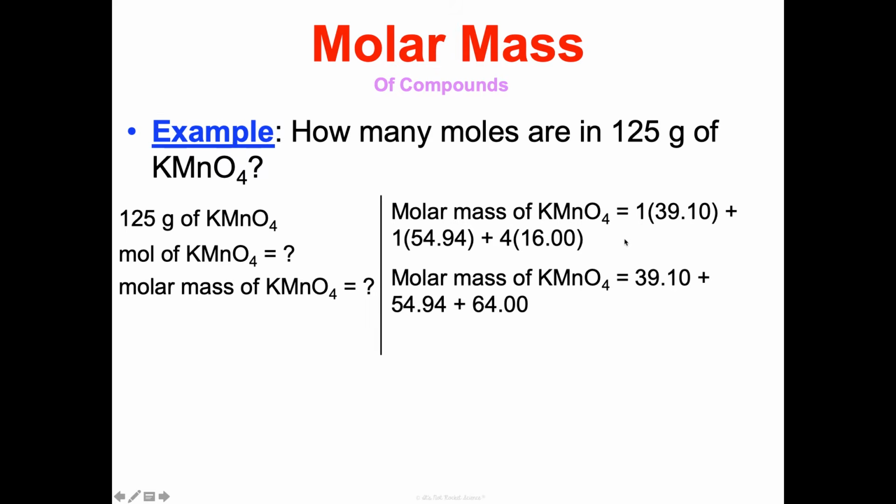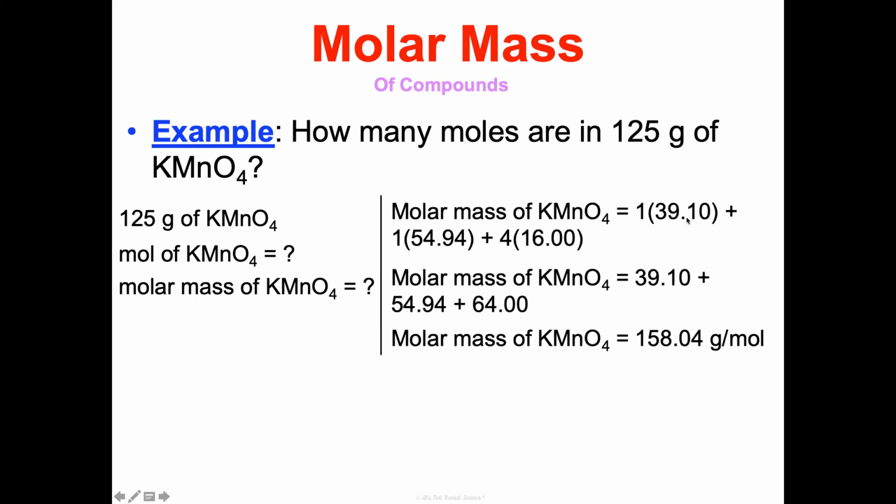So I'm going to write that all out. Now, 1 times that is just the same thing. 1 times that's the same. But then 4 times 16 gives me that 64. And then I can add those all up, and I get 158.04 grams per mole. I'm not done, though, because I wanted to know the moles. Now we do our conversion and get to our picket fence.